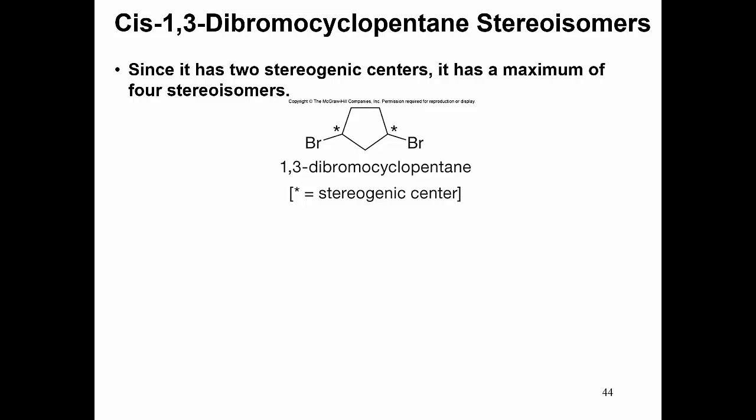Let's take a look at 1,3-dibromocyclopentane. So the maximum number of stereoisomers is 2 to the 2, because 2 to the second power, because we see the two stars, we have two stereogenic centers. I hope you can decipher that those are stereogenic centers.